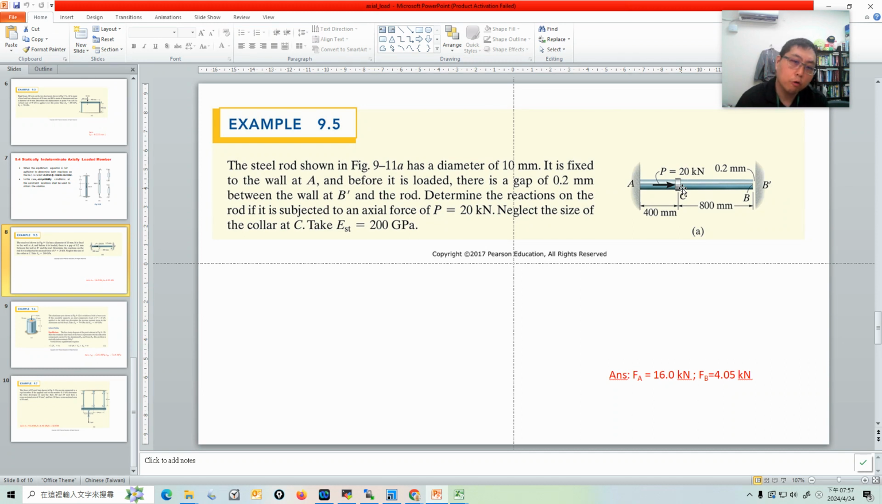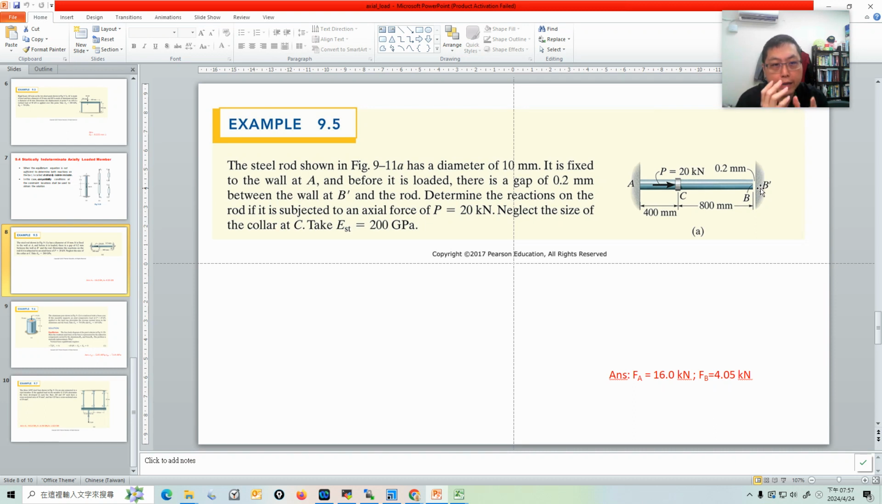Before applying the external loading, there is a gap between the end of this bar and the wall, and the gap is 0.2 millimeter. But after applying this external loading, the bar fills the gap, and the bar finally attaches to the wall, which is called B prime. So before applying the external loading, there's a gap, but after applying it, the bar is attached to the wall.